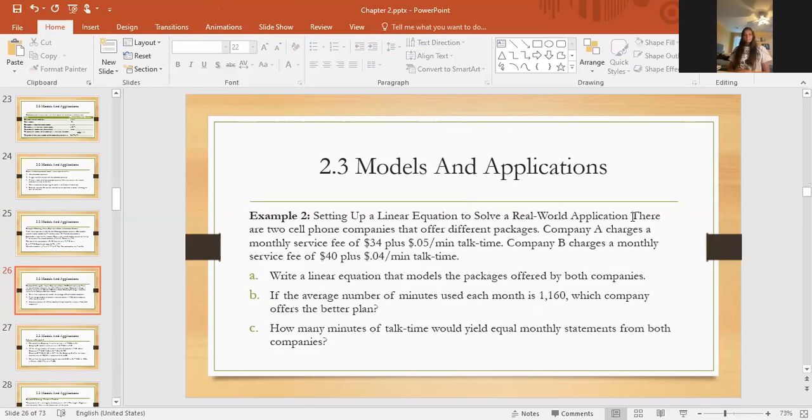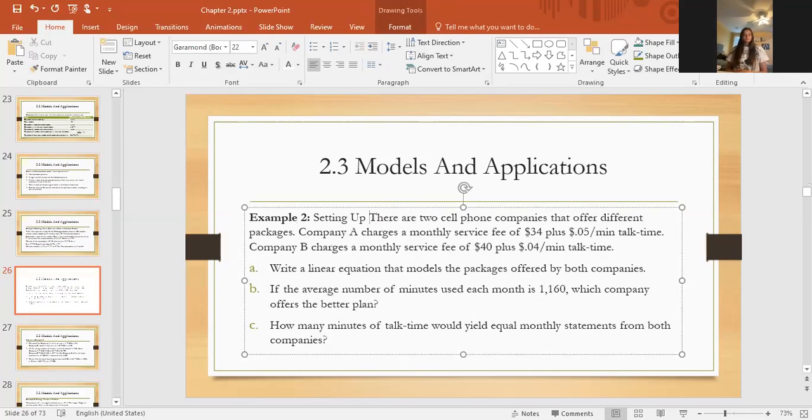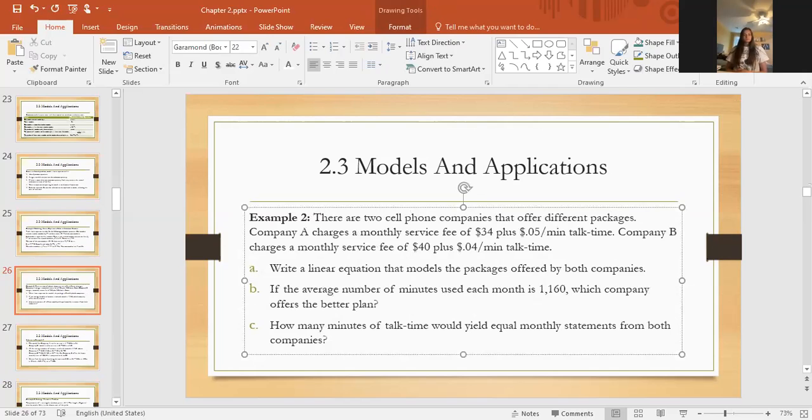So let's look at another example. In this example, there are two cell phone companies that offer different packages. Company A charges a monthly service fee of $34 plus 0.05 dollars per minute of talk. Company B charges a monthly service fee of $40 plus 0.04 dollars per minute of talk time. Write a linear equation that models the packages offered by both companies.